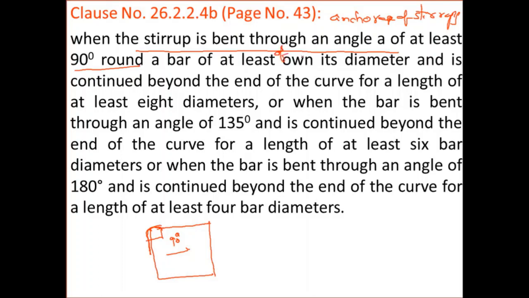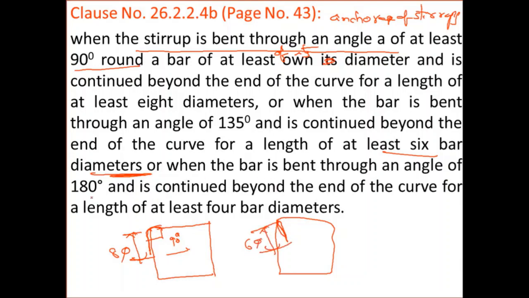of its own diameter, and is continued beyond the end of the curve for a length of at least 8 times the diameter. That means this should be extended to a length of 8φ. Now, if the bar is bent through an angle of 135 degrees, that means the bar was bent like this, 135 degrees, then in that condition at least 6 bar diameters. That means you have to extend it to a length of 6 times the diameter.